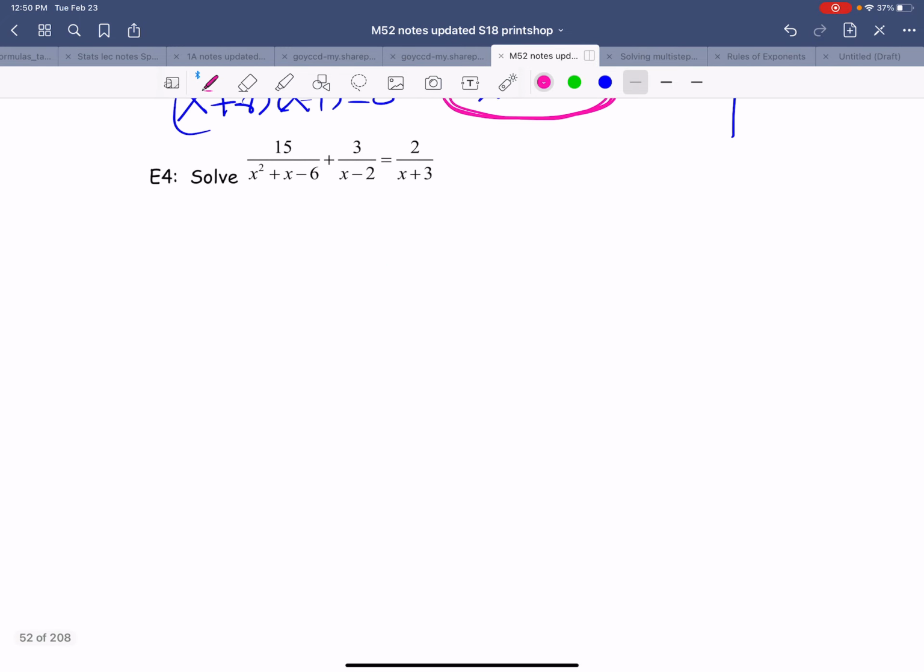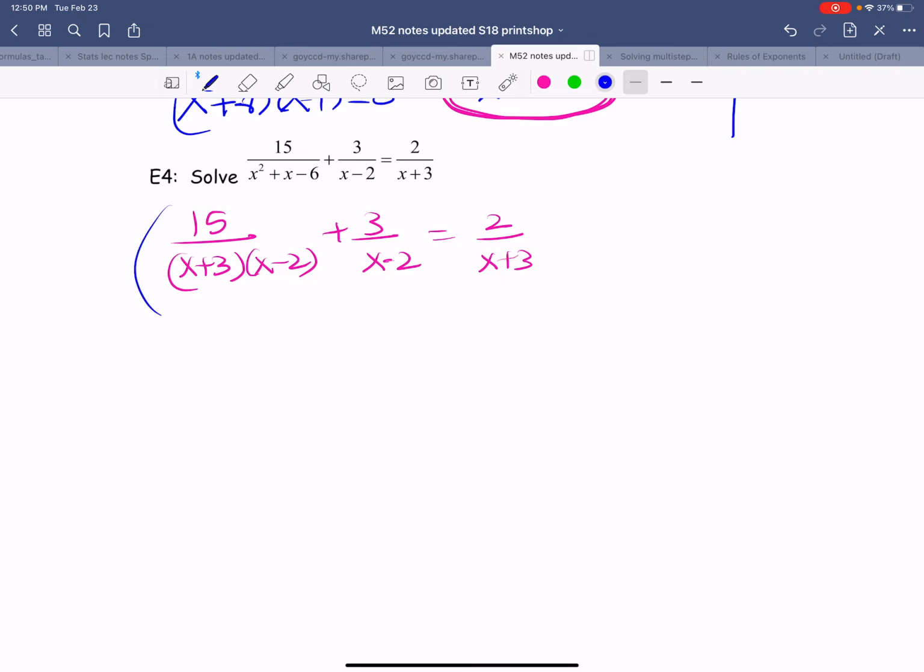Okay, next example, 15 over x squared plus x minus 6. Let's go ahead and factor the denominator so that we can easily find the LCD. Plus 3 over x minus 2 equals 2 over x plus 3. All right, now we're going to multiply both sides by x plus 3, x minus 2. That's my LCD in this case. So I'm multiplying both sides of the equation by the LCD.